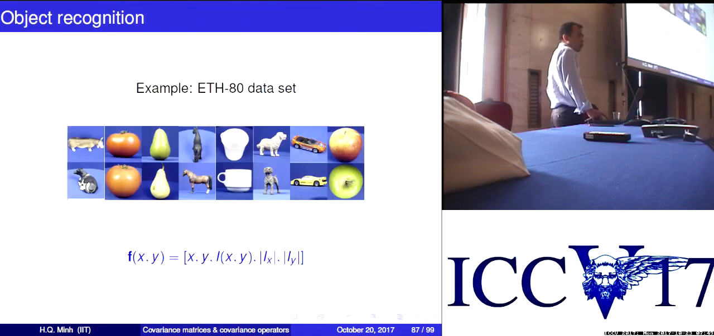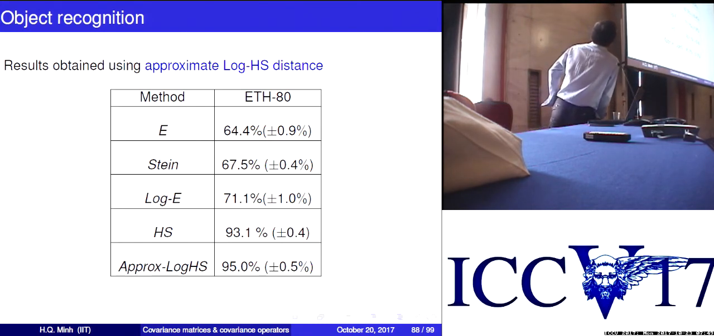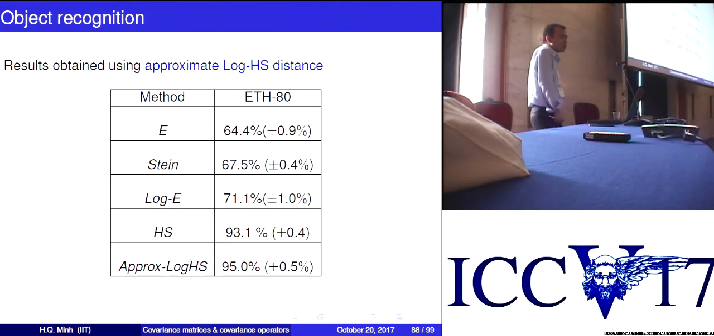So, there's one more. We were showing this with the other dataset in the finite dimensional case. Now I'm showing results here obtained using the approximate distance, so it's actually even less accurate than the exact distance. So you can see that there's a big jump from the finite dimensional case to the infinite dimensional setting. Now this is what we should expect, because the covariance operators, being much more nonlinear, should be able to capture the correlation between the features better than the finite dimensional case.